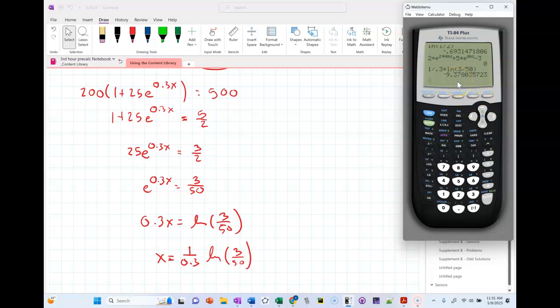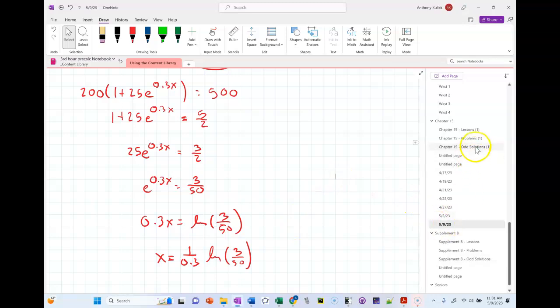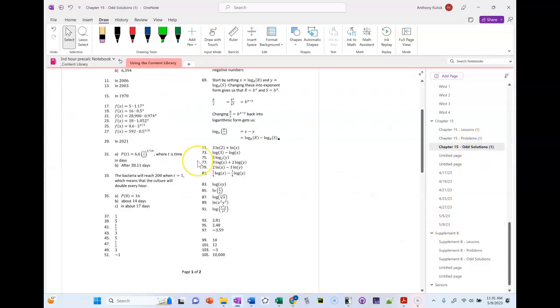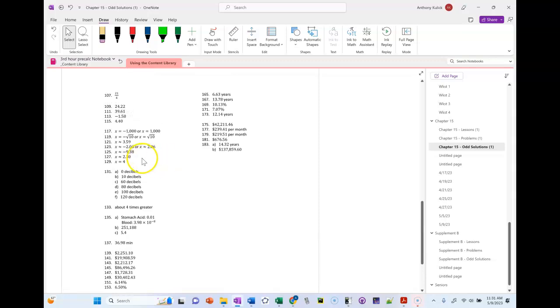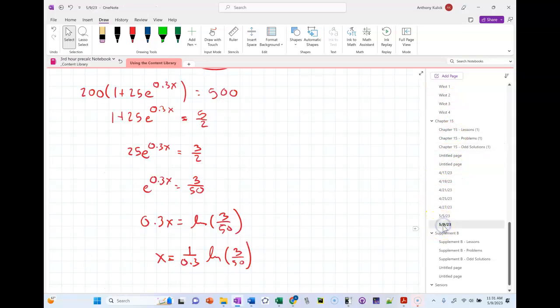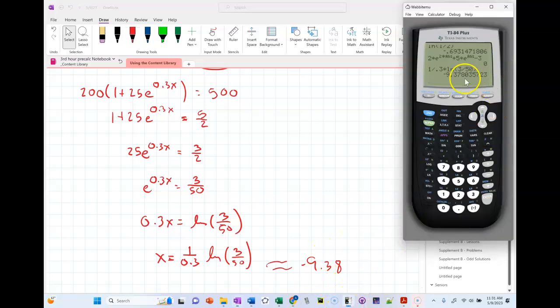So negative 1937, or I'm sorry, not 937. That one was an odd one, right? Let's check the answers. Make sure that there's no mistake there. This was 25. Yeah, that's good. That rounds to what we got. Cool beans. What was the answer again? Negative 938. I think I rounded up. Yeah.